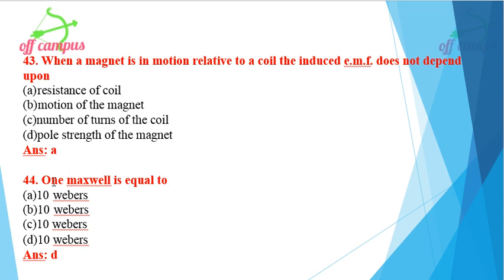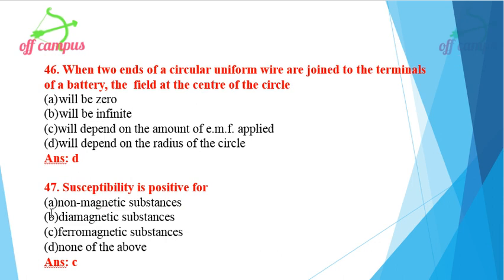Question number 44. 1 Maxwell is equal to the same options given. So 1 Maxwell is equal to 10 Webers. Keep that in mind.